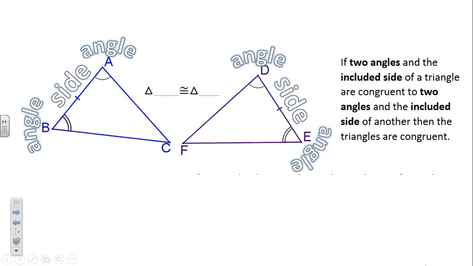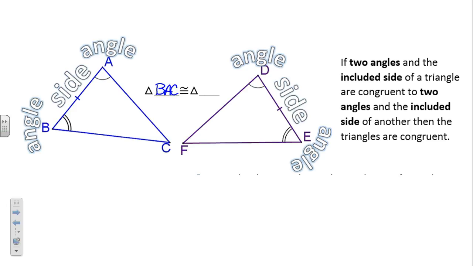So let's name our triangles. How do we want to name this first triangle? BAC. I like it. It doesn't have to be alphabetical every time. So triangle BAC is going to be congruent to what?